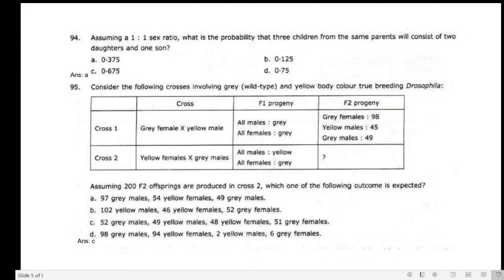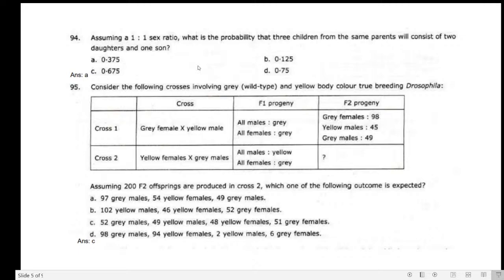Considering the cross, in this table we have the cross, F1 generation and F2 generation. There are two crosses here. The first cross is gray female and yellow male, and the next one is yellow female and gray male. In the first generation, all males are gray and all females are gray. This is the first generation output. Next, in cross 2, all males are yellow and all females are gray.